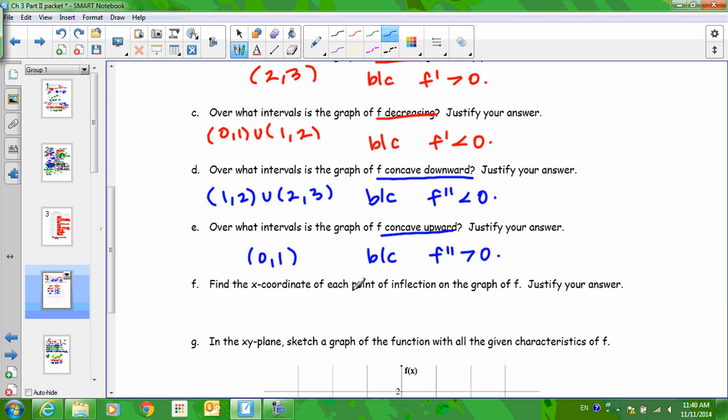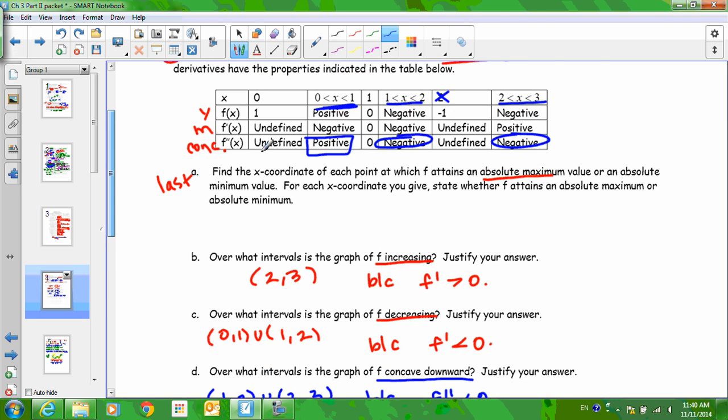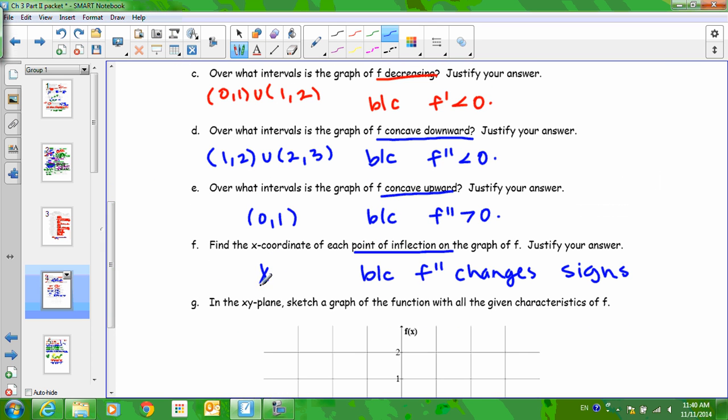Point of inflection, same thing. Normally we would say because f double prime changes signs, same thing. Just look at the table and figure out at what x value is that happening. So f double prime changes from positive to negative at x equals 1. Here it remains negative, so again I'm not going to pick 2. So x equals 1 is the answer there.